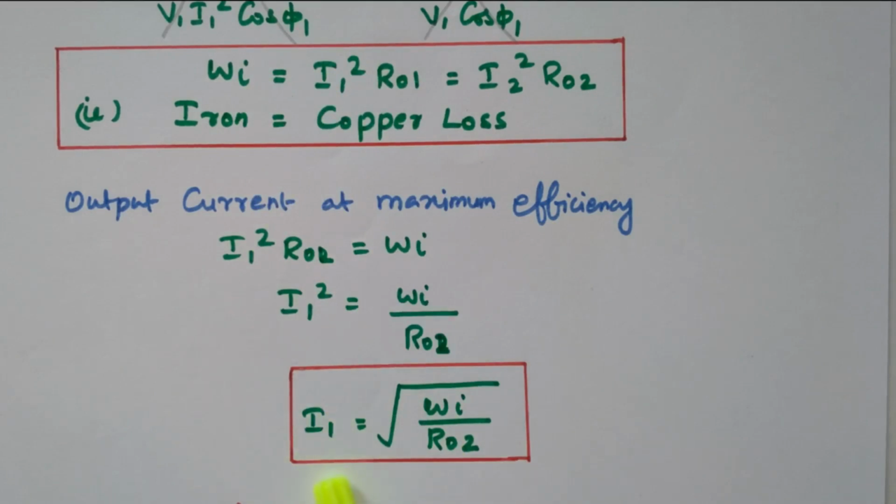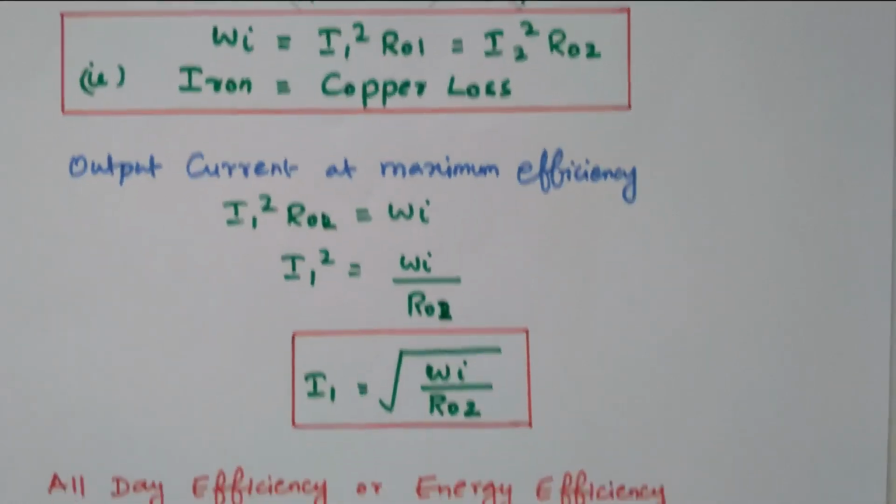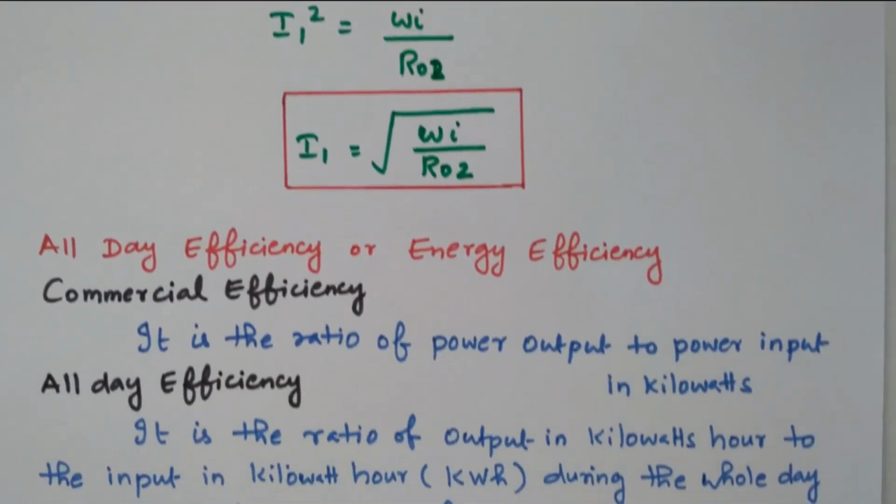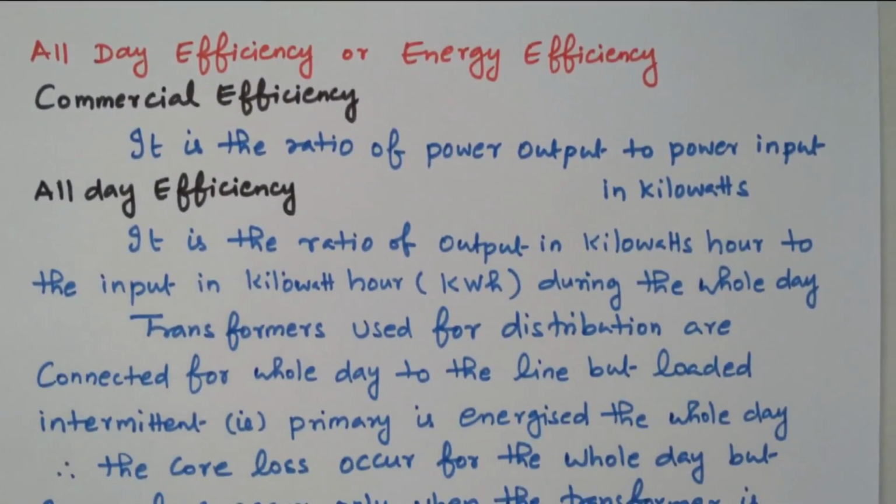So this is the expression for primary current when the efficiency is maximum. Now we'll go to one more definition, all day efficiency or energy efficiency.